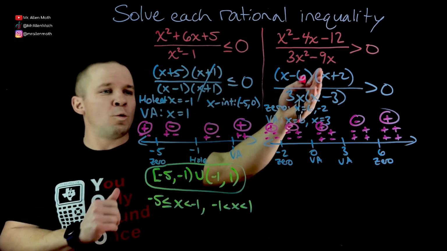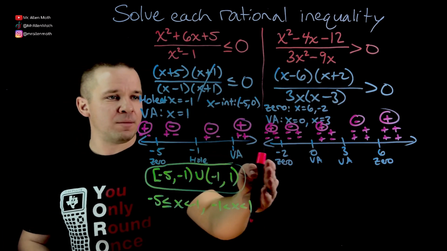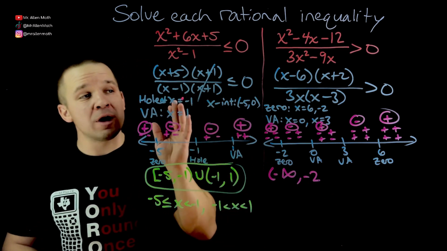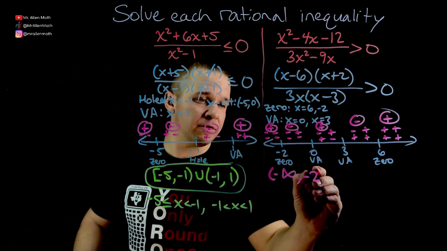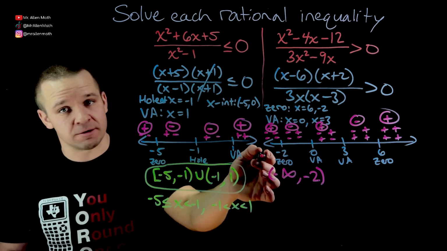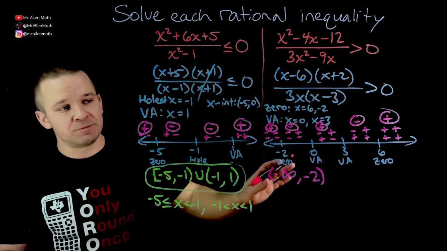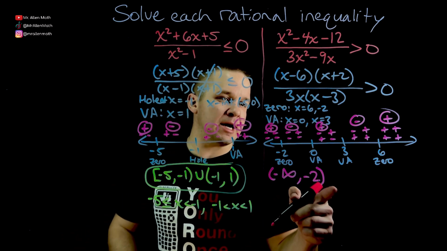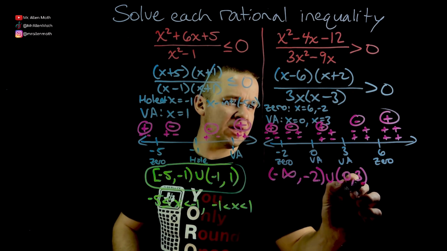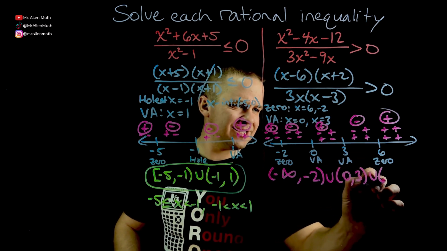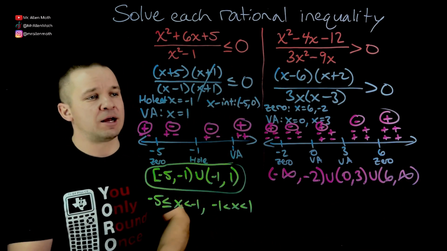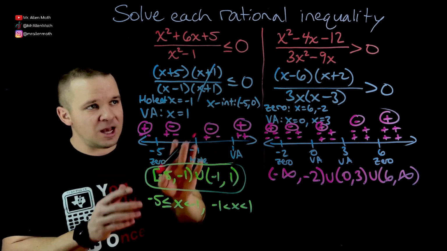All right. When is it greater than 0? Well, from negative infinity to negative 2, and we're not going to include it here because it's just greater than. Had it been greater than or equal to, we would have included it because it's a 0. All right? Asymptotes, no. So where else is it positive? We got between 0 and 3. And then I've got from 6 to positive infinity. Very nice. 3 intervals.